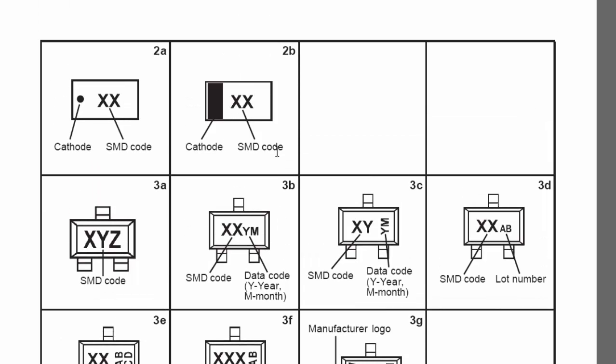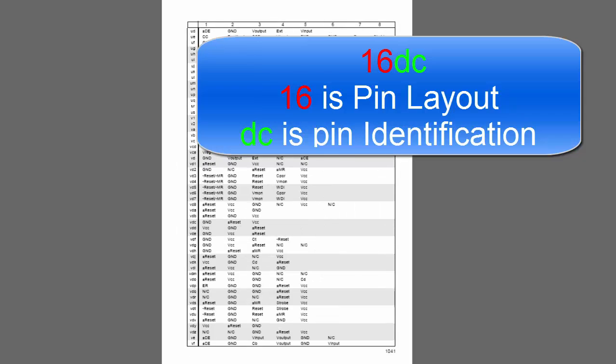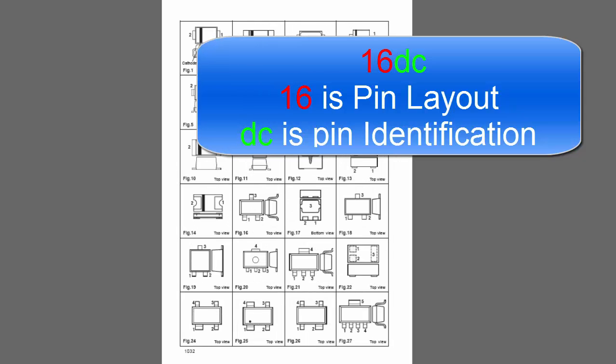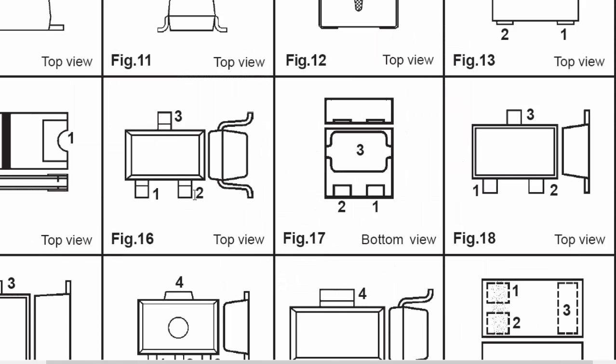Now we have 16DC, the pin assignment. For pin assignment, go to figure number 16. Here we have figure number 16. This is a 3-pin component, 1, 2, 3. From the top view, how can we judge the component style? Pin number 1 is at left, pin 2 at right, pin 3 is on one side.